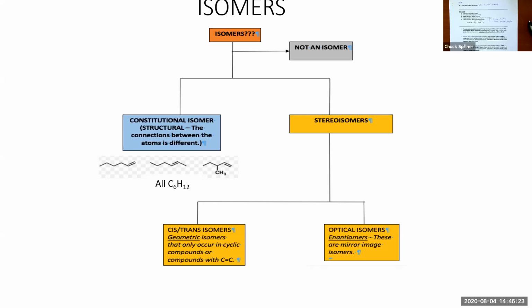As we go through this, we're going to look at constitutional isomers first. That's another name for a structural isomer. Some books call them constitutional isomers, and that's the connections between the atoms, which are different in an organic compound. There's an example of some constitutional isomers in that frame underneath that box. They're all C6H12 compounds. Two of them have a straight chain of 6 carbon atoms in a row. The only difference is that the double bond has moved.